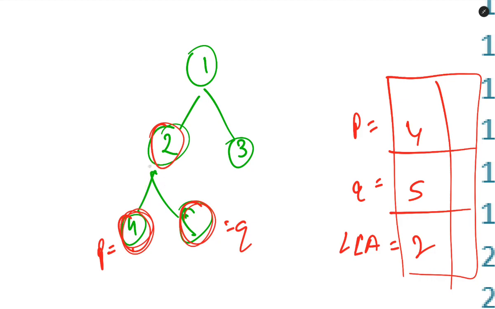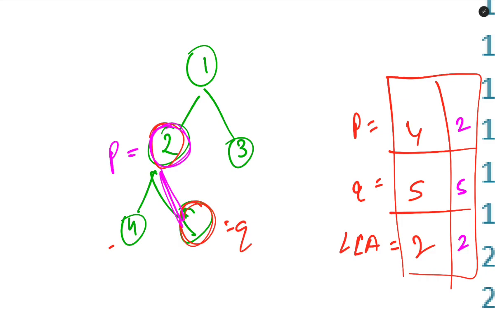And what is case number 2? Case number 2 will be something like P is equal to 2 and Q is equal to 5. So what will be my lowest common ancestor? My lowest common ancestor will be 2 only, because 2 is equal to P, and 2 is parent of 5 also. So 2 is my answer again. Okay, so I told you two cases.